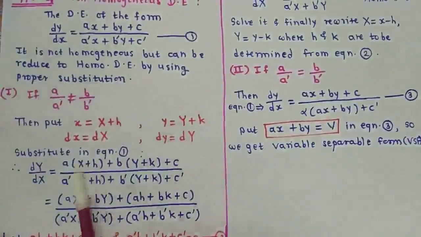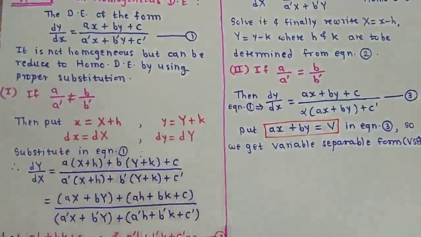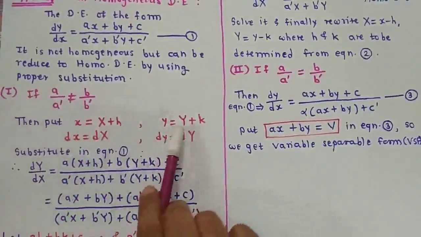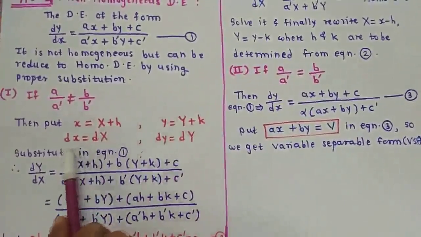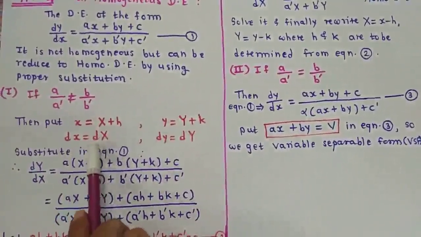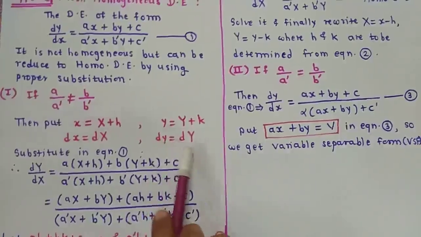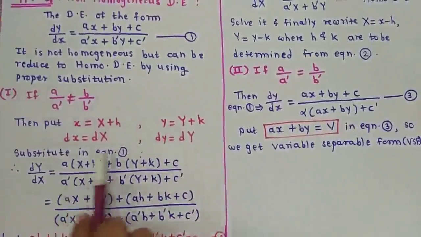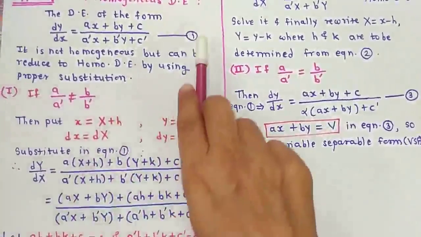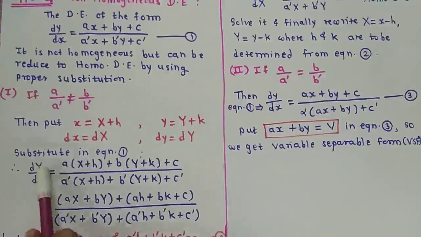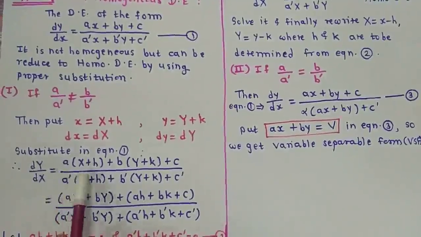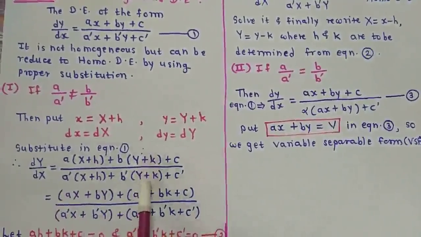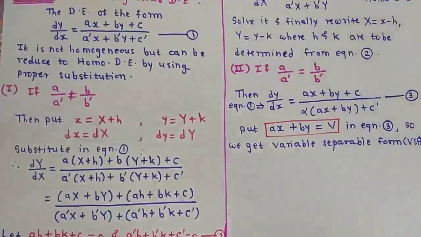If this ratio is unequal, then in that case we put small x equals capital X plus h and y equals capital Y plus k, so that we get dx equals dX and dy equals dY, because here h and k are constants. So substituting all these things in equation number 1, we get dy by dx equals a into, now we replace small x by capital X plus h, and we replace small y by capital Y plus k, and the rest of the things remain as they are.